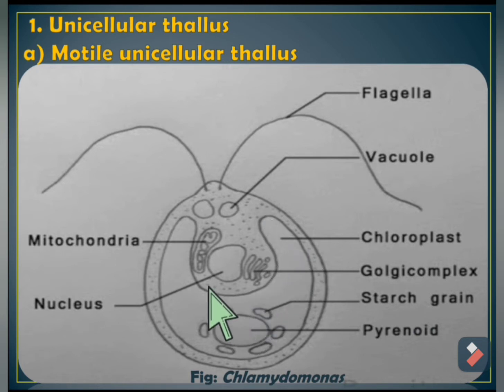You can see this chloroplast is cup-shaped, and it is furnished with two flagella in the anterior. These two are the flagella which will help the cell to swim. So the cell swims with the help of flagella.